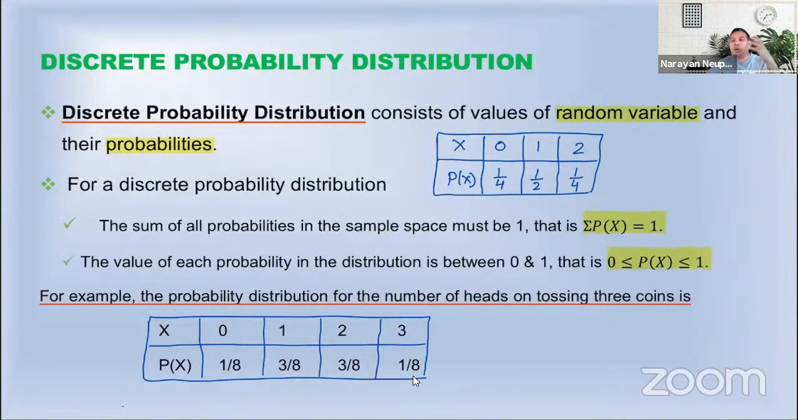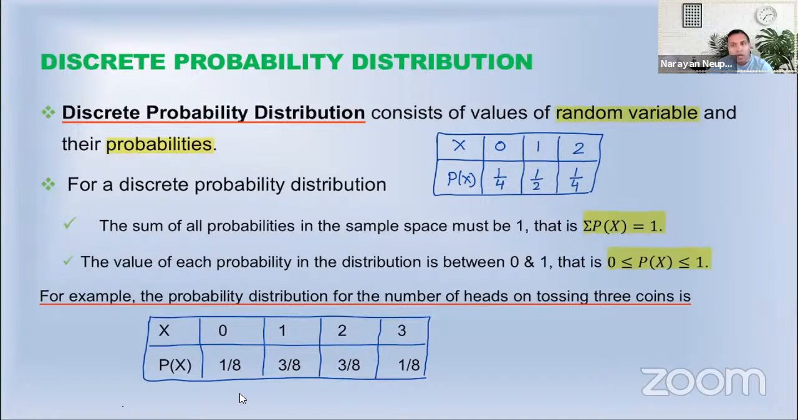So remember, the discrete probability distribution is a distribution where we have the random variable X and their corresponding probabilities. And for this distribution to be a probability distribution, it has to satisfy 2 different conditions. First, if you add all probabilities, it must be 1. Second, all probabilities must be between 0 and 1. If these 2 conditions are true, then it is a probability distribution. Otherwise, it is not a probability distribution.